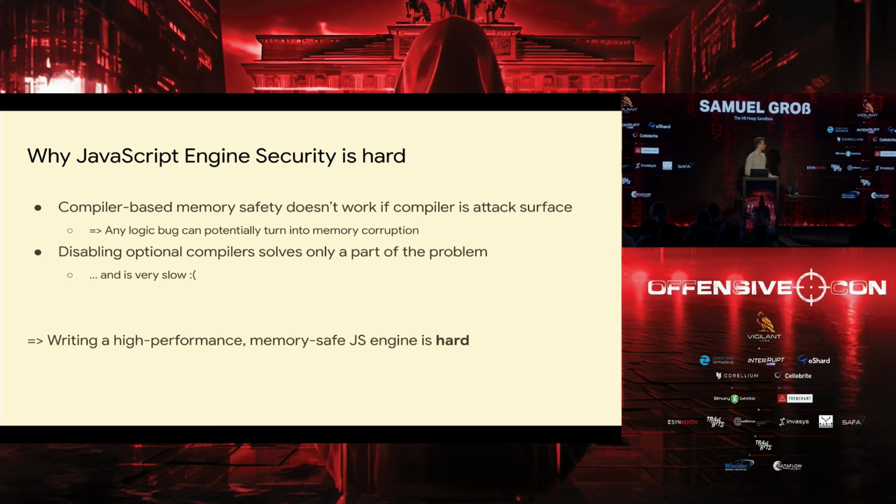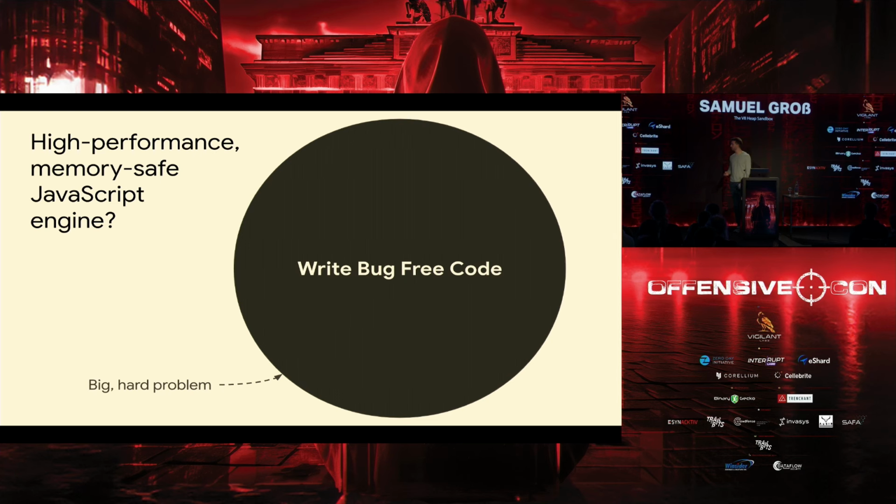But even if you turn off all the optional compilers, you still have a lot of attack surface and a lot of bugs. So that's not a full solution. And it's also very slow. To summarize, writing a high-performance memory-safe JS engine is hard. Visualized, it's a big problem. To do that, we would have to be able to write bug-free code, and we haven't figured out how to write bug-free code.